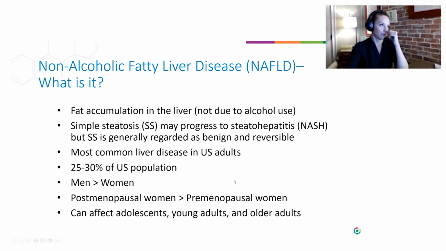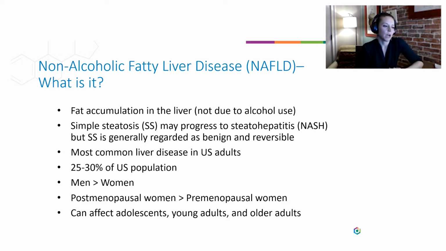So what is non-alcoholic fatty liver disease? It's really a 2 or 3 step process. It's initially fat accumulation in the liver that's not due to alcohol use, which alcohol use can contribute to fatty liver. So we have to be able to distinguish between the 2. But non-alcoholic fatty liver is probably even more prevalent than alcoholic fatty liver. And the way we distinguish initially is that the ALT levels are much higher than the AST levels. And it's the opposite with alcoholic fatty liver.